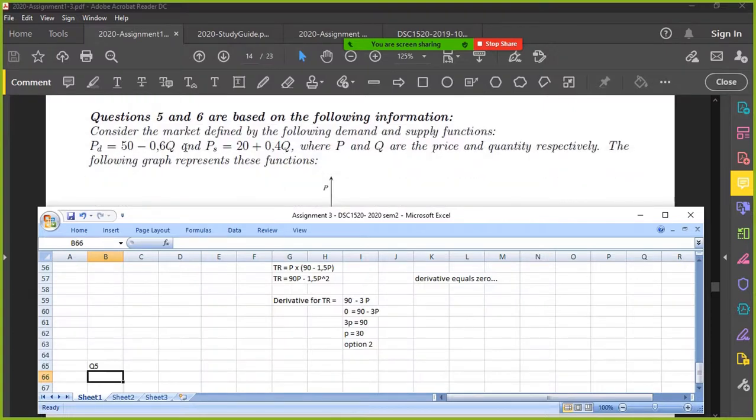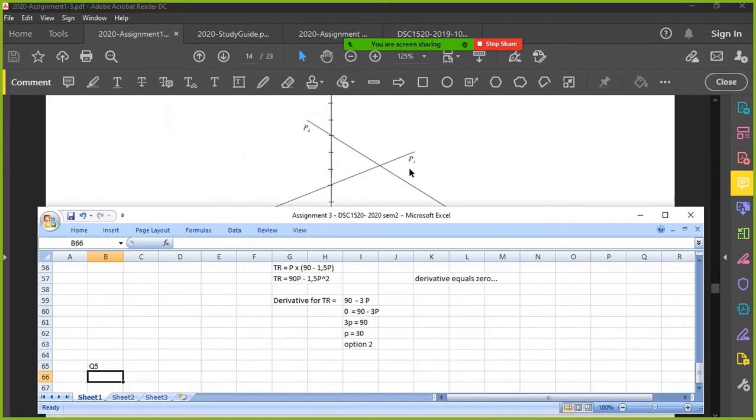Right, number five. Questions 5 and 6 are based on the following information. Consider the market defined by the following demand and supply. Okay, so this is economics. You've got price demanded, you've got price supplied. So there's probably going to be equilibrium here, where P and Q is the price and the quantity. The following graphs represent these functions. Okay, so they've drawn the graphs.